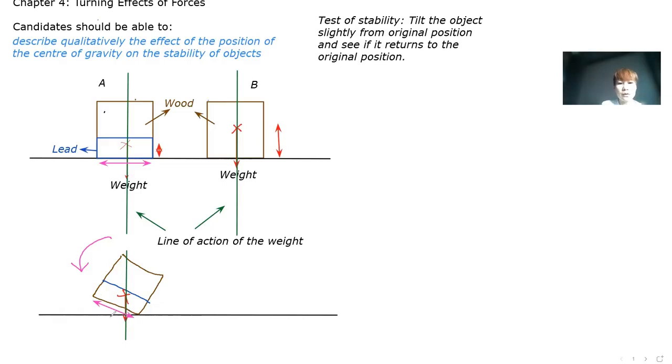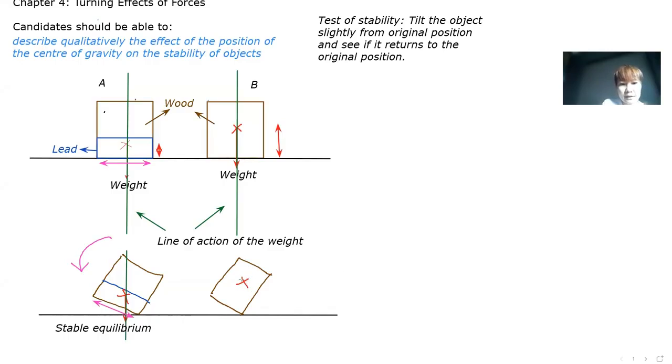Okay, so let's label this. Therefore, we call this stable equilibrium. So object A has a stable equilibrium. Okay, so this is what happens when the center of gravity is too high. So when you tilt it, the line of action will now fall outside the base.